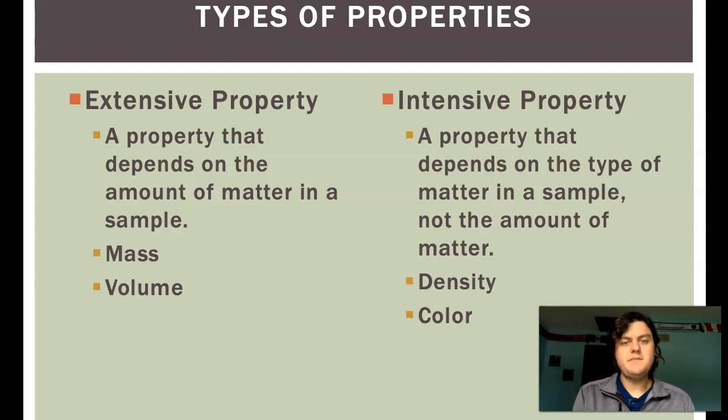Specific heat capacity, on the other hand, is defined as the amount of energy required to raise 1 gram of something 1 degree Celsius. This is an intensive property because anything made out of copper is going to have the same value, no matter how big it is. And that's because it's normalized across the mass.